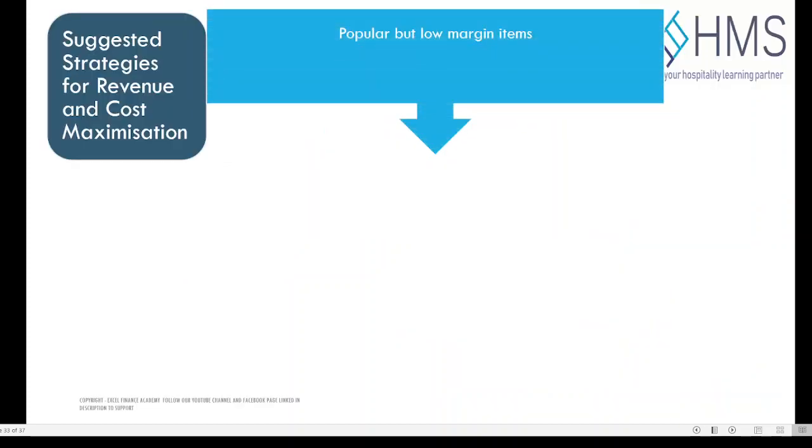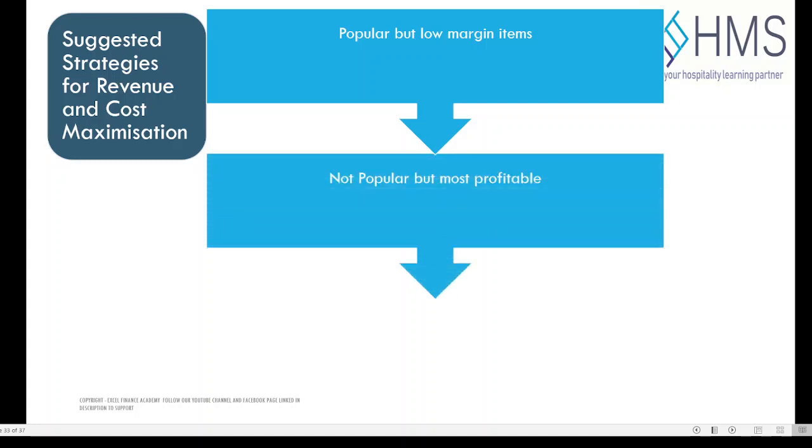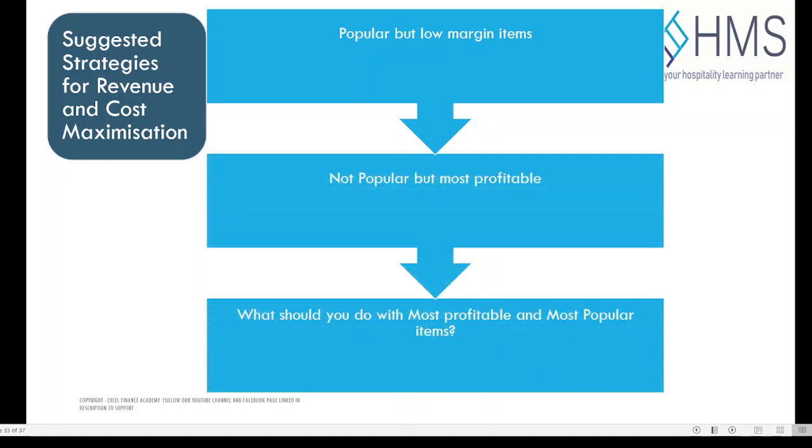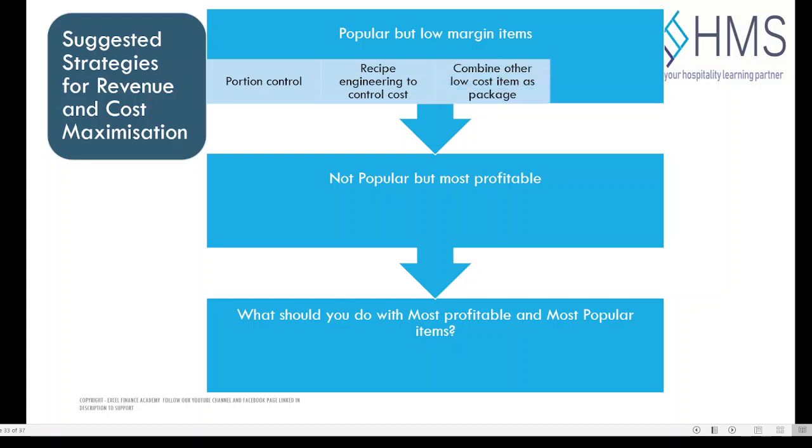There are usually suggested strategies that we encourage the hotels to follow. For popular items with low margin, you have to do portion control and recipe engineering. You can combine them with another low-cost item or more profitable items. You can make combo packages, for example like McDonald's does with the burgers and the Coke, right? And then you adjust the prices basically.